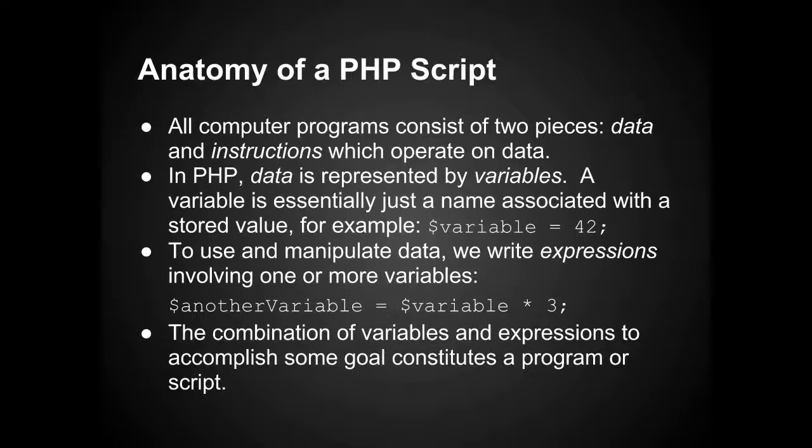To use and manipulate data, we write expressions involving 1 or more variables. In this case, we have another variable which is being assigned the value of whatever is in our first variable times 3. Since the first variable has the value 42, another variable is going to be 126. We use various operations to modify our variables. We're going to have more on these in a couple of slides. But the combination of variables and expressions and other statements to accomplish some goal is what constitutes a program or a script in PHP.